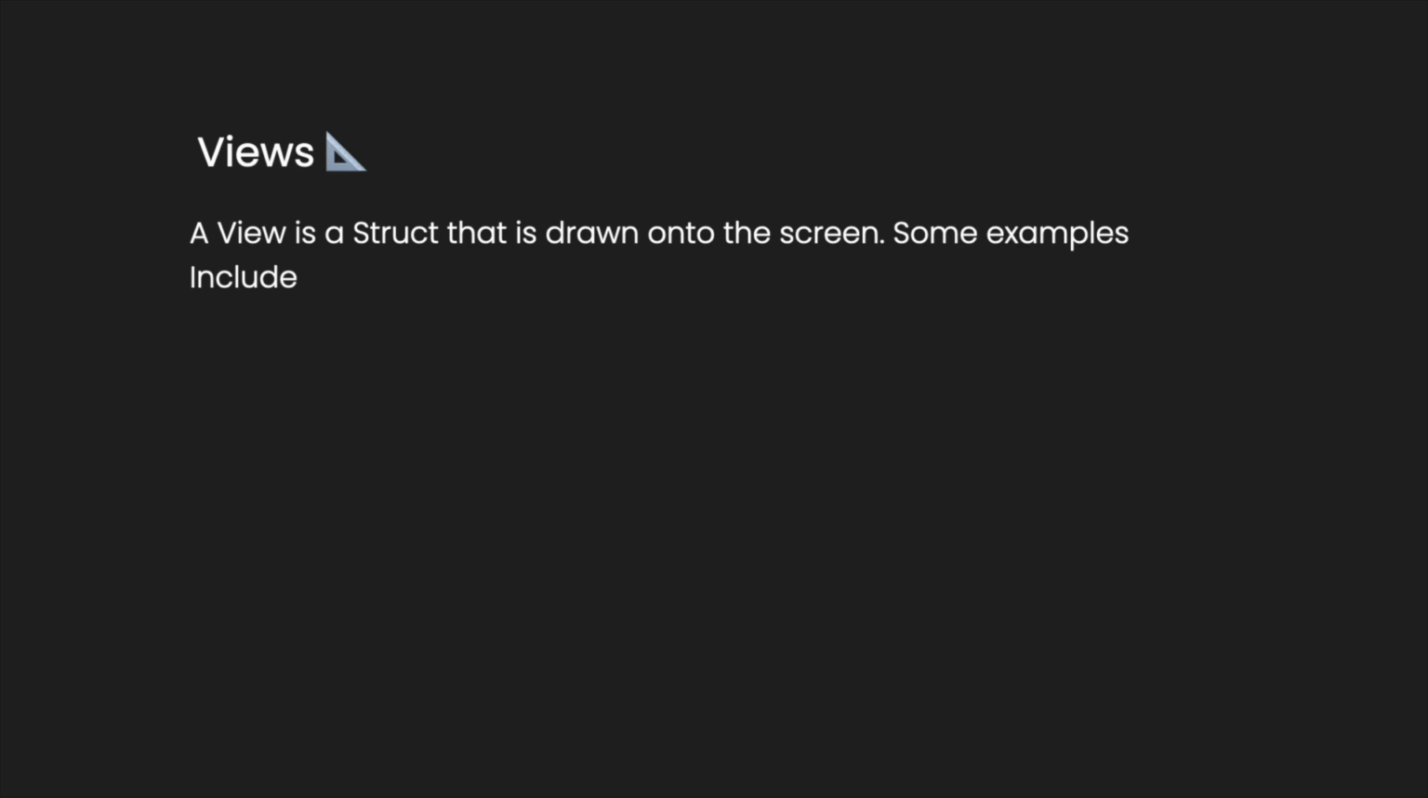So a view is basically a struct that's drawn onto the screen. And just to give you an example of some things that are views, you can have things such as images, like I showed you before, and then it would render this onto the screen. You could have text, where it actually draws and renders text onto the screen as well.